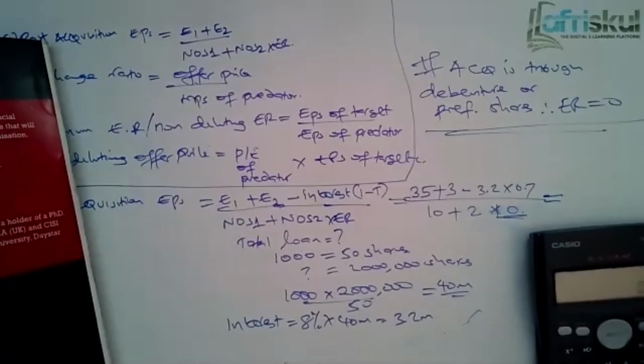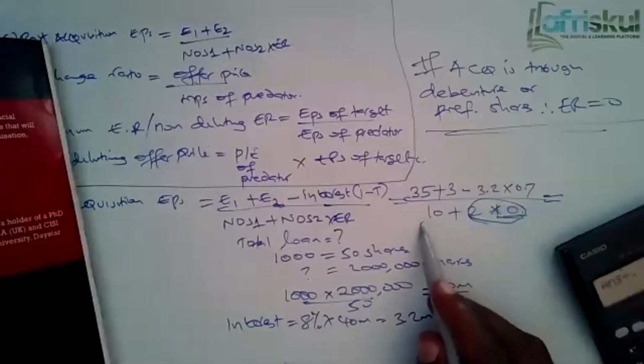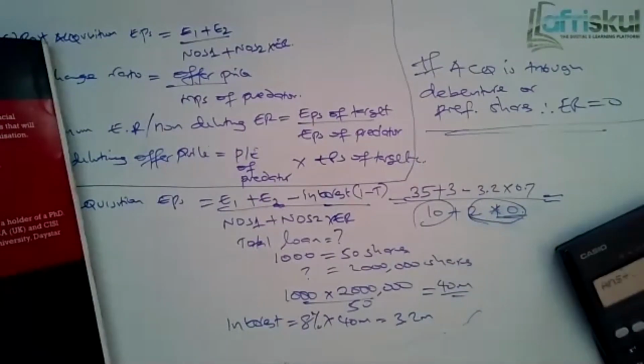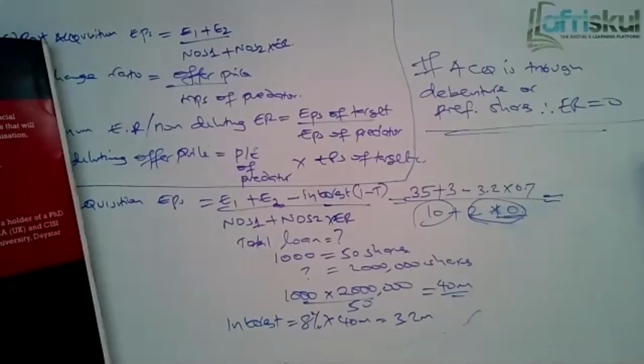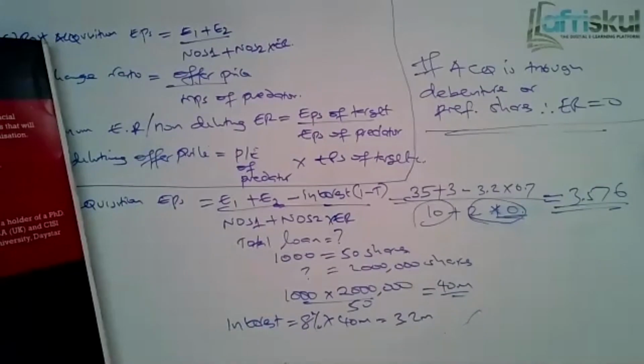So please come and give us this figure. We'll talk of 35 plus 3 minus 3.2 times 0.7, divided by, of course, this term disappears when I multiply, so I'm left with divided by 10, which will give me 3.576. So that is the end of that particular question.